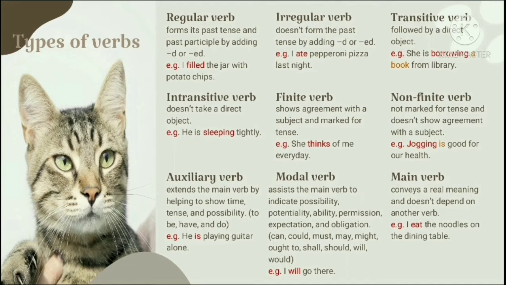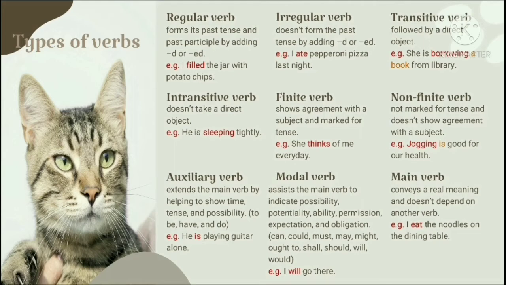Next type is finite verb. Finite verb is the actual verbs which are called the roots of sentences. A finite verb shows agreement with a subject and is marked for tense, also it can stand by itself in a sentence. Finite verb only forms in present tense and past tense. For example, she thinks of me every day. The word thinks here is the finite verb.